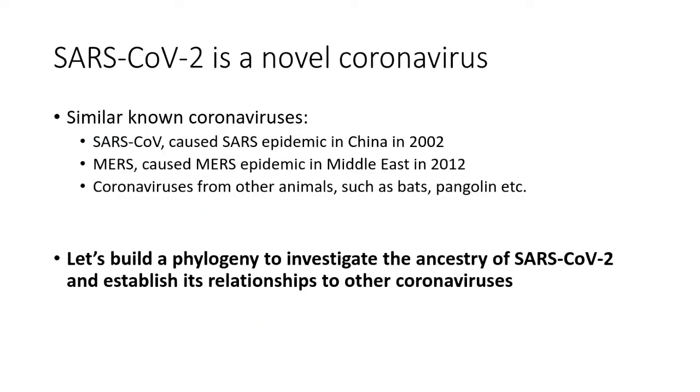All right, so you're gonna get a file with sequences of the RNA-dependent RNA polymerase for similar coronaviruses. SARS-CoV caused the SARS epidemic in China in 2002. MERS caused the Middle East respiratory syndrome in 2012. And you're also going to get sequences from other animals such as bats and pangolin and see if they are related to what we are working with. And there will be one sequence from an unrelated virus that you're going to use to root your tree. It's there just for the purpose of rooting the tree.